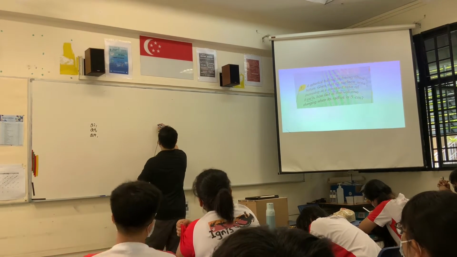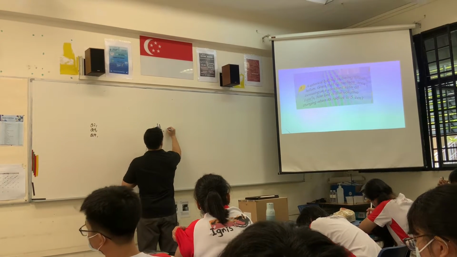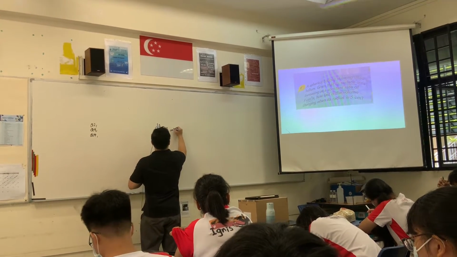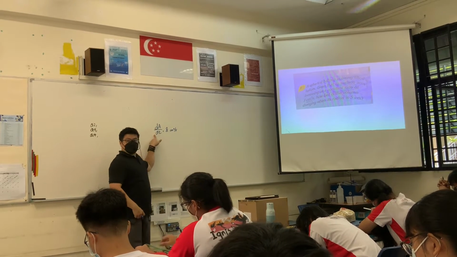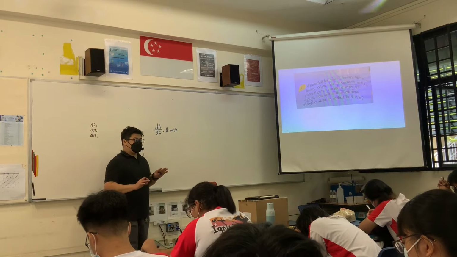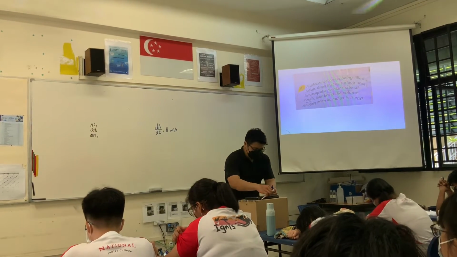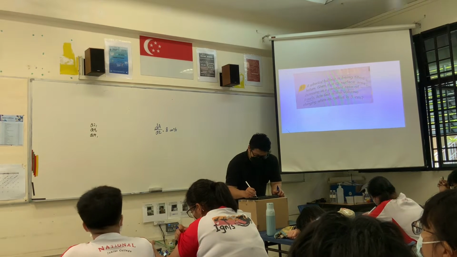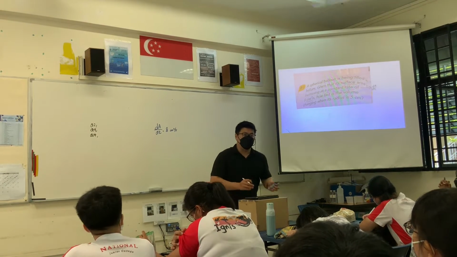Okay, it's dA/dt. dA/dt should be equal to 8 cm² per second, because they say that the surface area is increasing at that rate. So far, okay? After that, they ask you how fast the volume is changing. How fast is the volume changing?